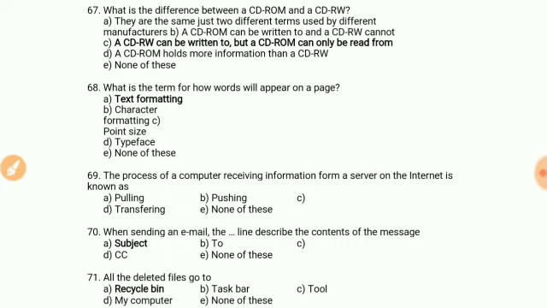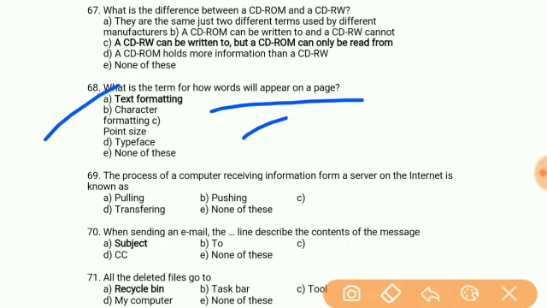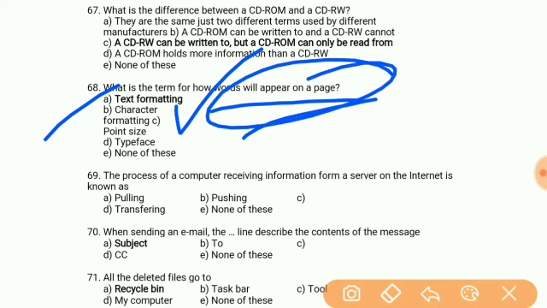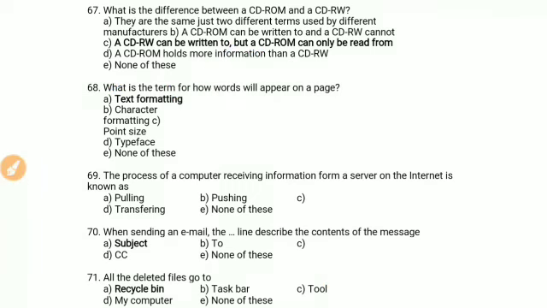Then what is the term for how words will appear on a page? That is text formatting. Words appear on a page according to text formatting.